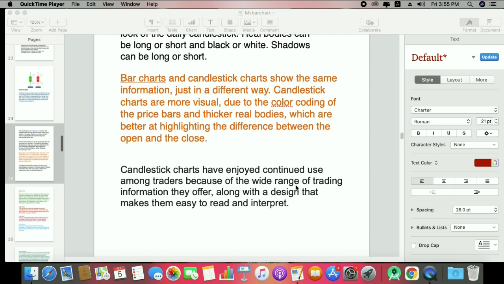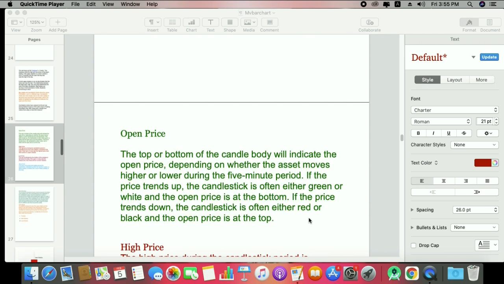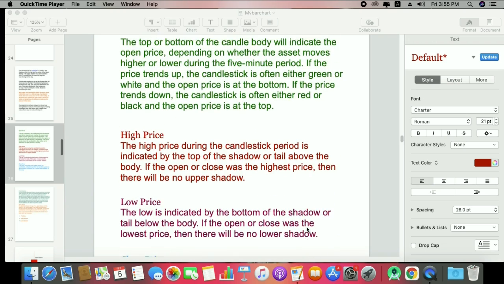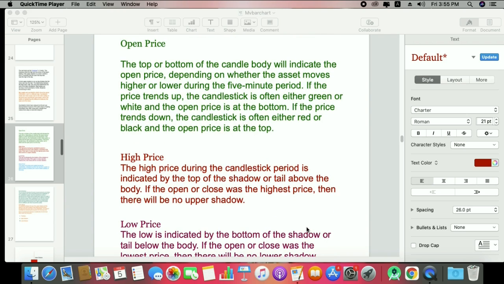Candlestick charts have enjoyed continued use among traders because of the wide range of trading information they offer. So the important parts are the open price, high price, low price and close price. Those are the four important values we have to read. That is the major part, the important part whenever you work with a candlestick chart.